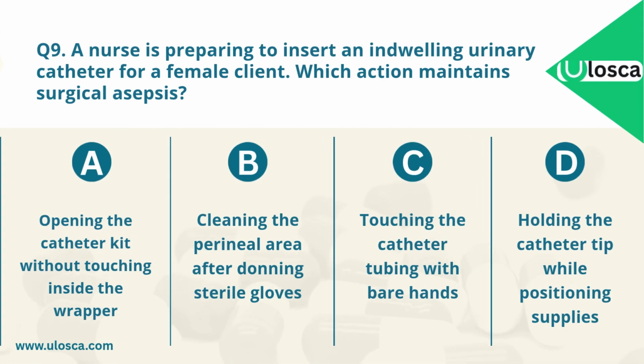Question 9. A nurse is preparing to insert an indwelling urinary catheter for a female client. Which action maintains surgical asepsis? A. Opening the catheter kit without touching inside the wrapper. B. Cleaning the perineal area after donning sterile gloves. C. Touching the catheter tubing with bare hands. D. Holding the catheter tip while positioning supplies. Which one is the correct answer?